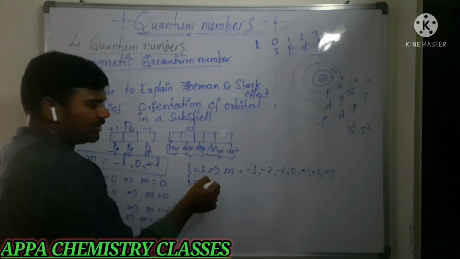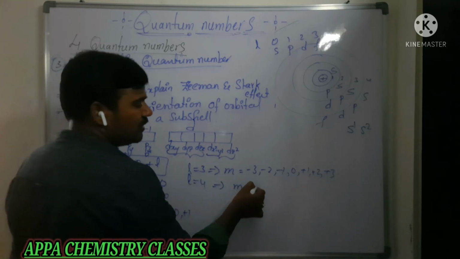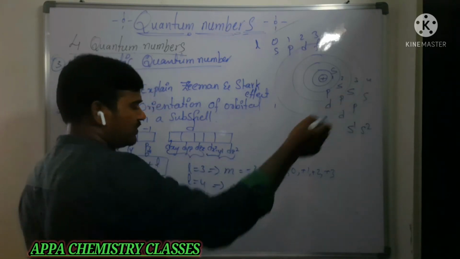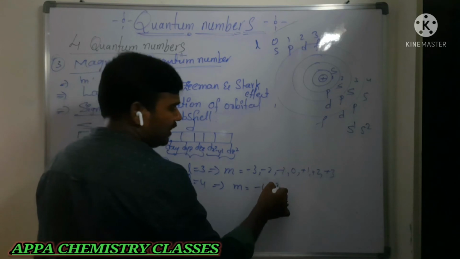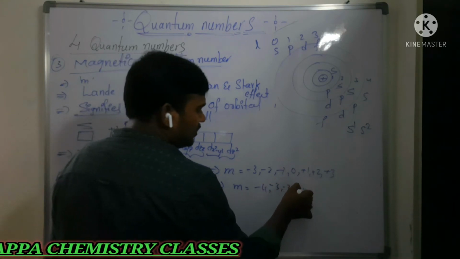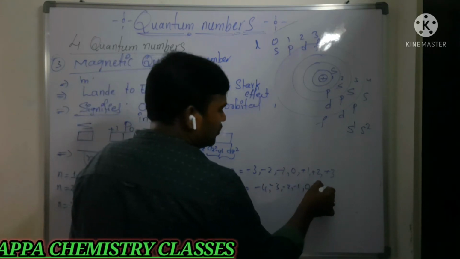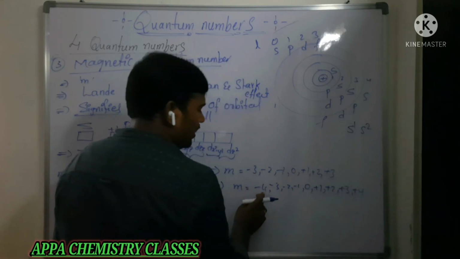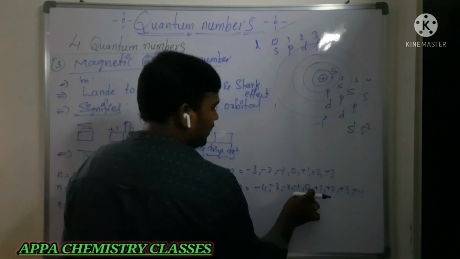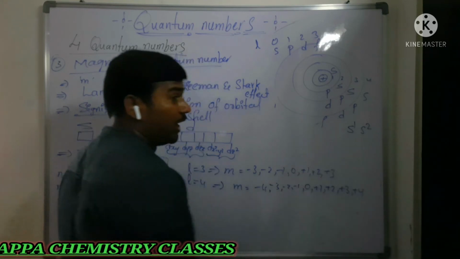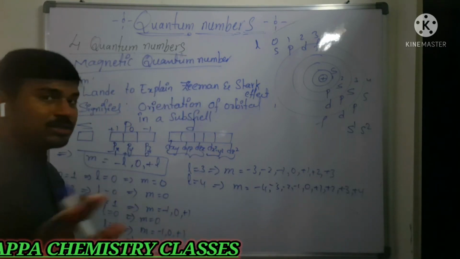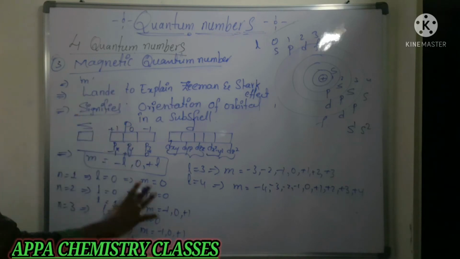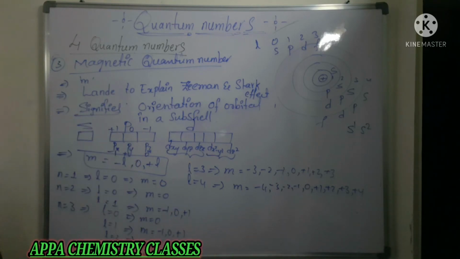If you are taking the G subcell, how many values will there be? Minus 4 to plus 4: minus 4, minus 3, minus 2, minus 1, 0, plus 1, plus 2, plus 3, plus 4. So total how many are there? 1, 2, 3, 4, 5, 6, 7, 8, 9. 9 possible values are there. Is that clear? That is the magnetic quantum number.